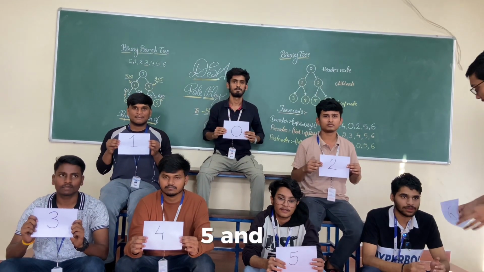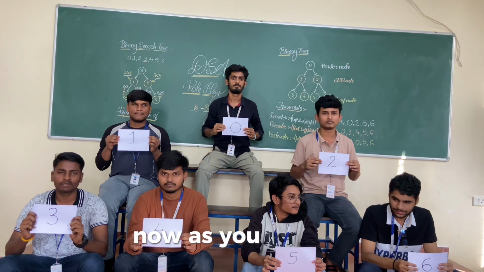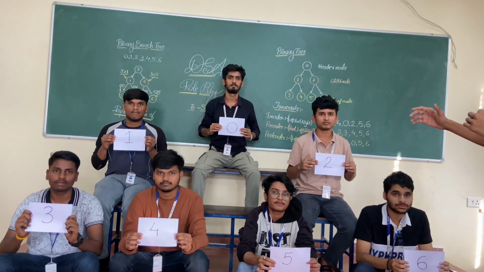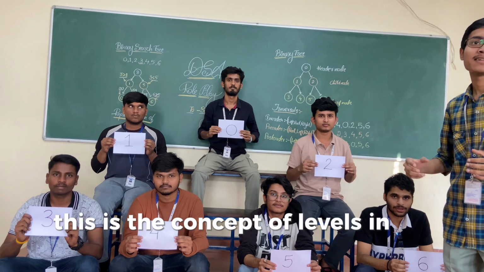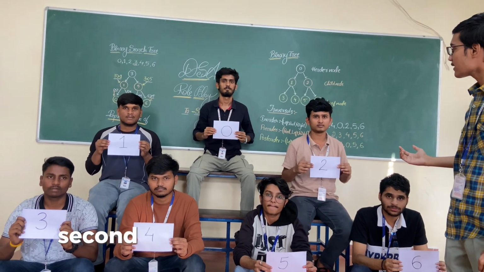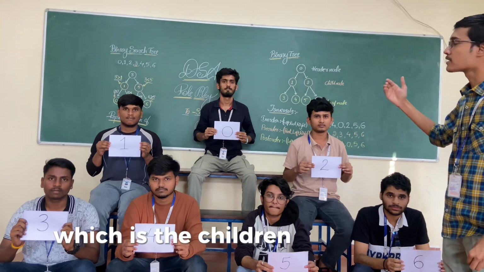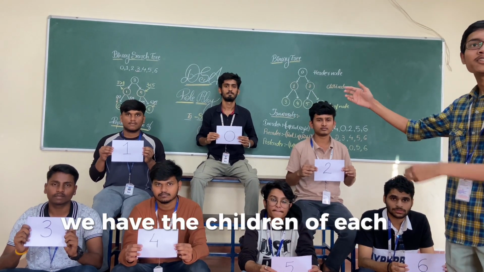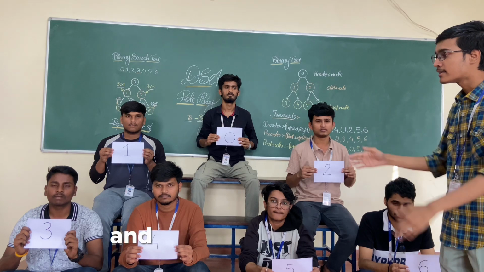5 and 6. Now as we can see, all these people are sitting in different levels. This is the concept of levels in a binary tree. On the first level is the root node. On the second level, there are two nodes, which are the children of the root node. On the third level, we have the children of each of the children of the root, and these are the leaf nodes.